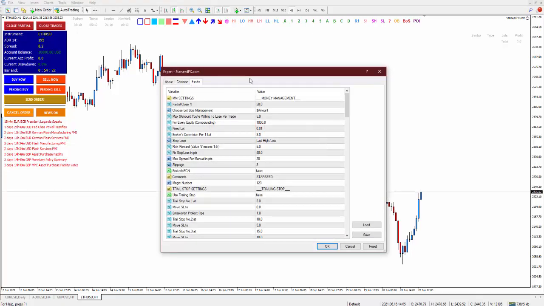Here in the software, I choose the lot size management dollar amount. And the maximum amount you are willing to lose per trade is 5, meaning $5, okay? For every equity compounding 1,000. So this is my base. So right now here in the demo account, the capital is 10,000. So when I enter a trade, if I hit a stop loss, it will be no more than $50, right? Because it's 10 times of 1,000, meaning 10 times the dollar amount I put here.